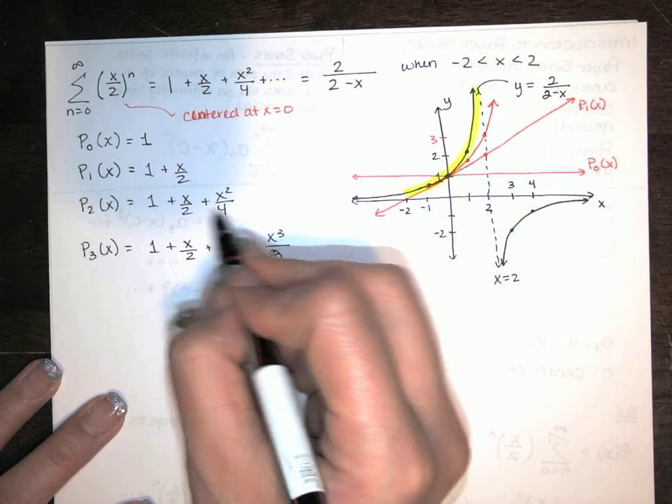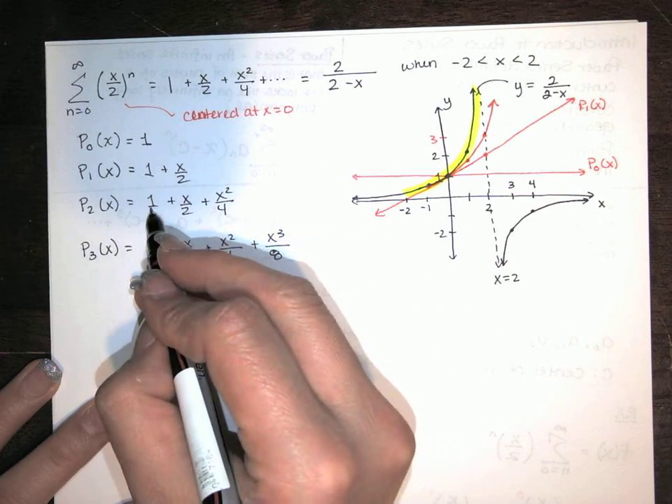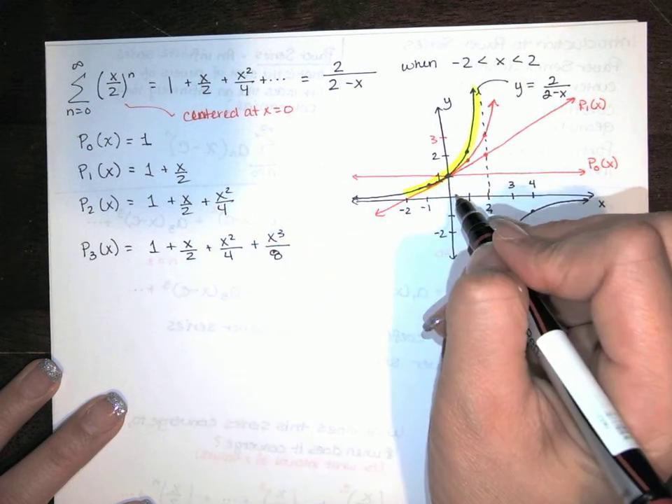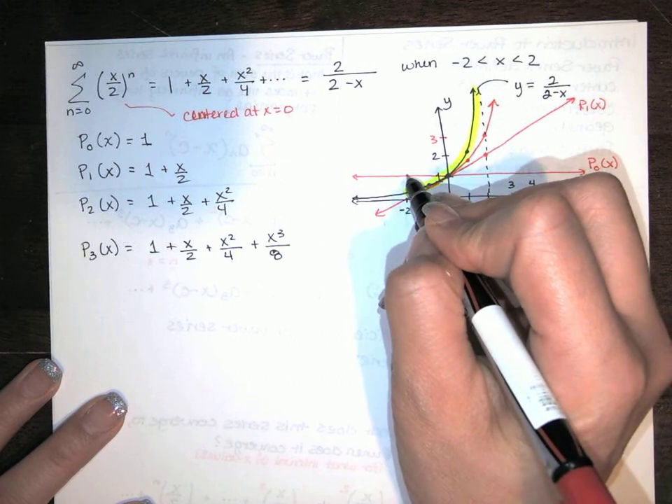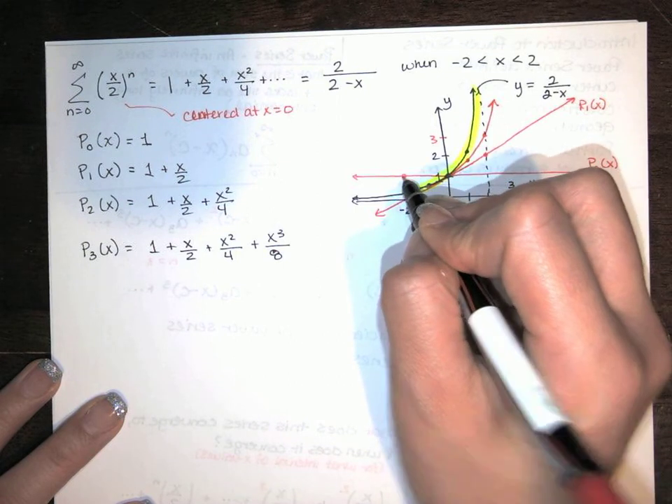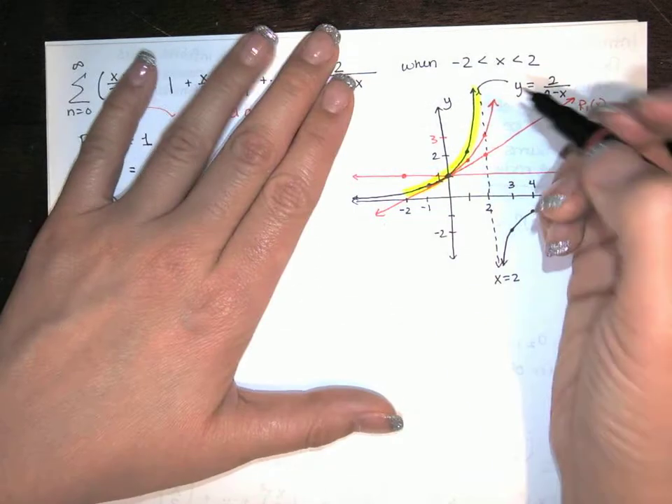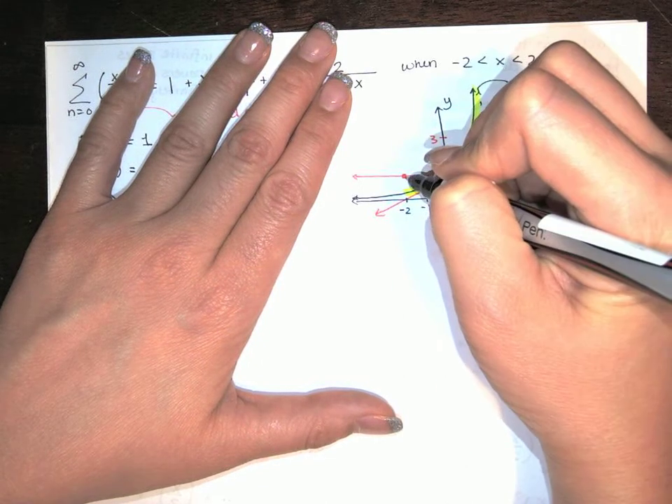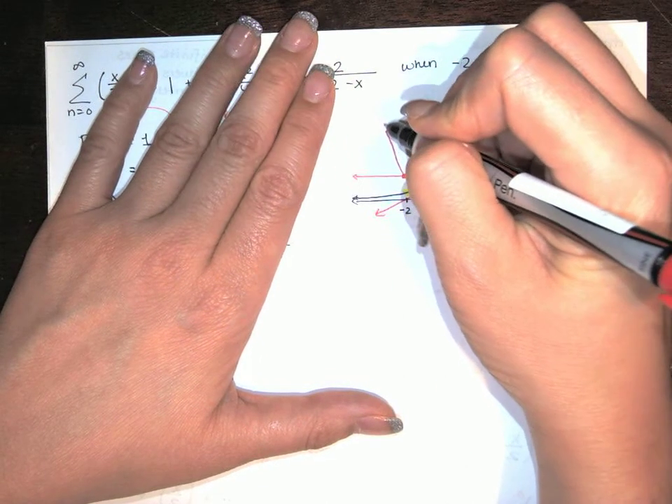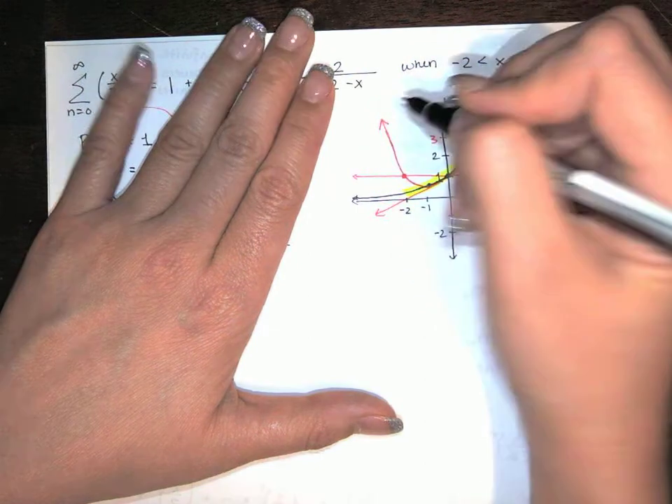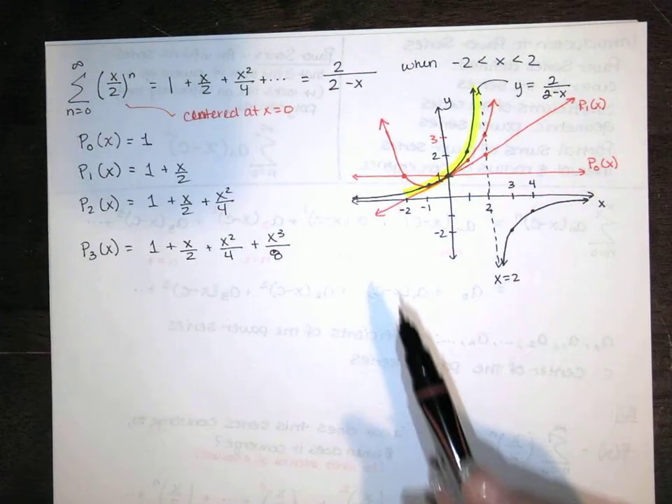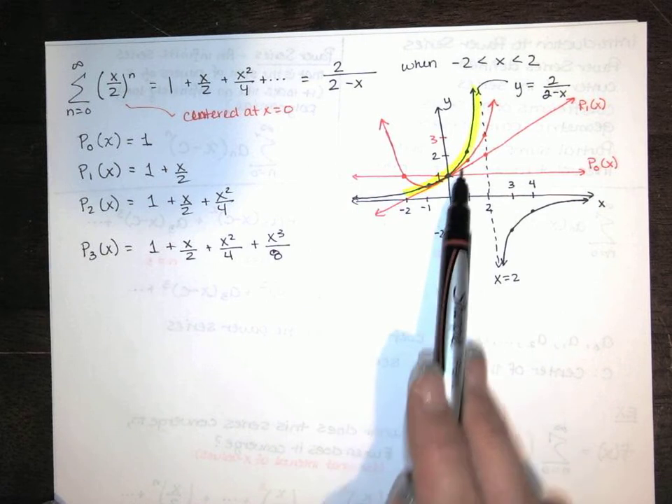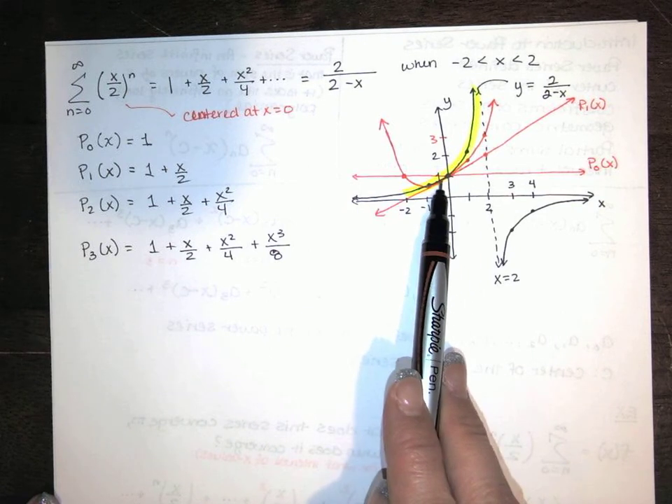When x equals -2, what do we get? 1 minus 1, so that's gone, and then we just get a 1. Okay, so I've got this parabola, and I'm sorry that it doesn't look much like a parabola, but this is a parabola that's approximating the function here at x equals 0.